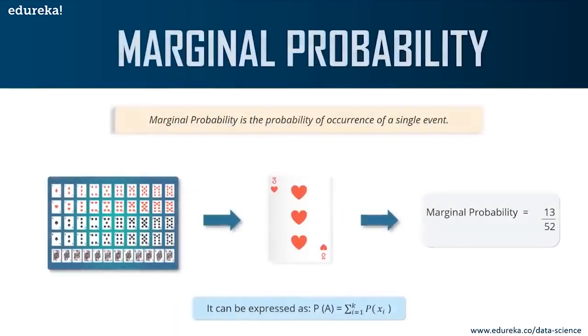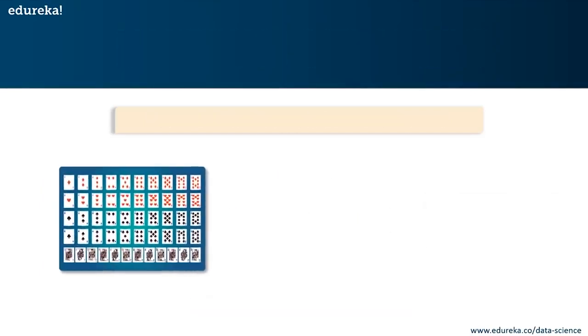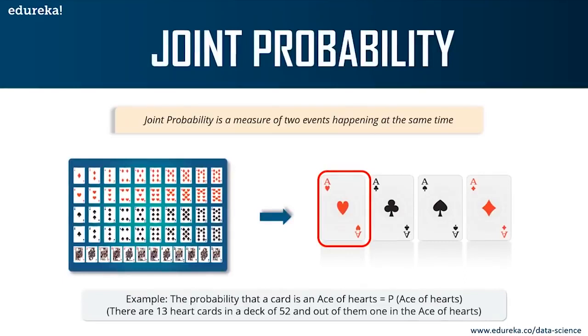Now, the probability of an event occurring unconditioned on any other event is known as marginal probability or unconditional probability. So let's say that you want to find the probability that a card drawn is a heart. The probability will be 13 by 52, since there are 52 cards in a deck and there are 13 hearts in a deck of cards. So your marginal probability will be 13 by 52. That's about marginal probability.